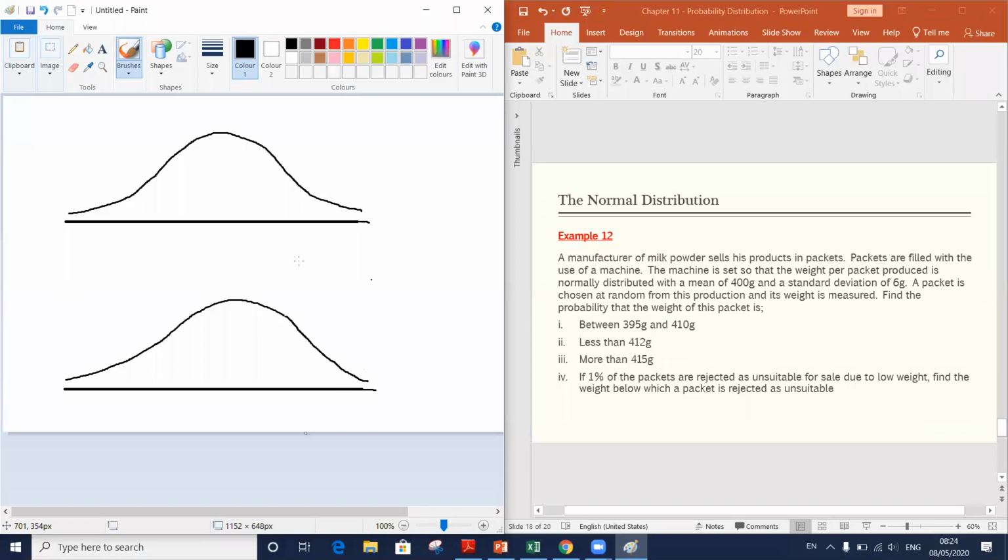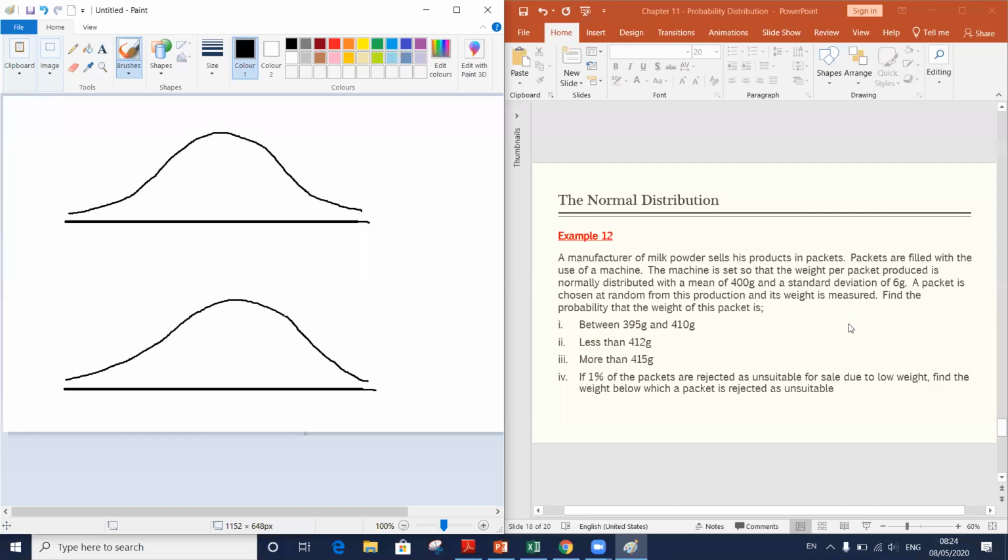Right. Example number 12. A manufacturer of milk powder sells his products in packets. Milk powder manufacturer කෙනෙක් එයාගේ products විකුණන්නේ packet විදිහට. Packets are filled with the use of a machine. ඔය කියන packets fill කරන්නේ machine එකක් පාවිච්චි කරලා.